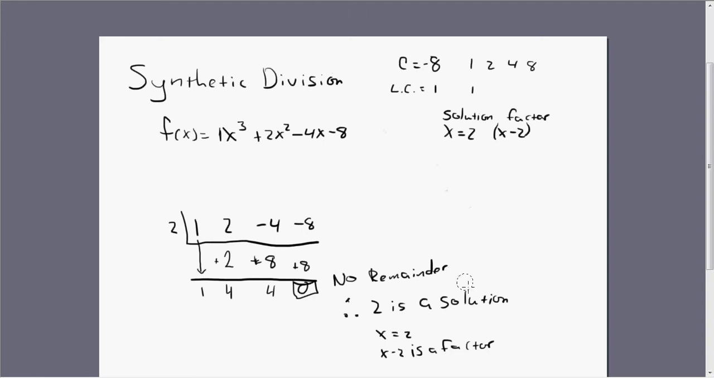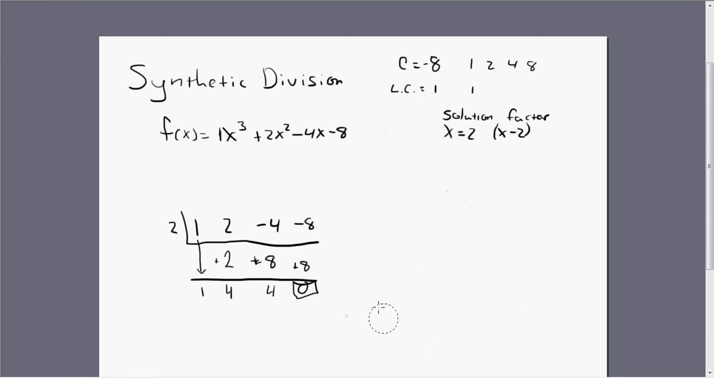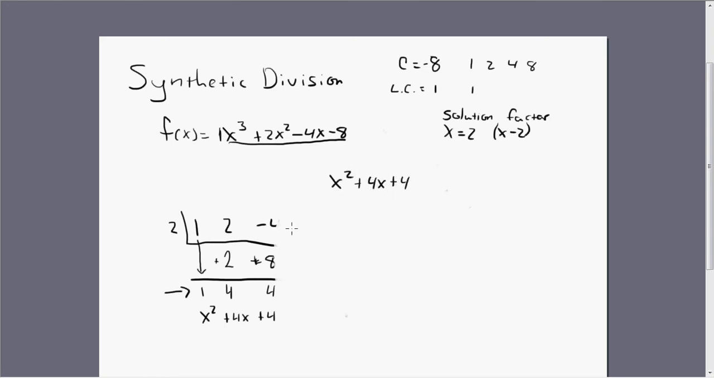Alright, so I'm going to erase this over here. Oh, actually I didn't want to erase that, but that's okay. Do you see these values here? We started off with x cubed, so this ends up being an x squared, this ends up being positive 4x, and this ends up being my constant. So if I divided this by x minus 2, I'd be left with x squared plus 4x plus 4. So now I can continue erasing.